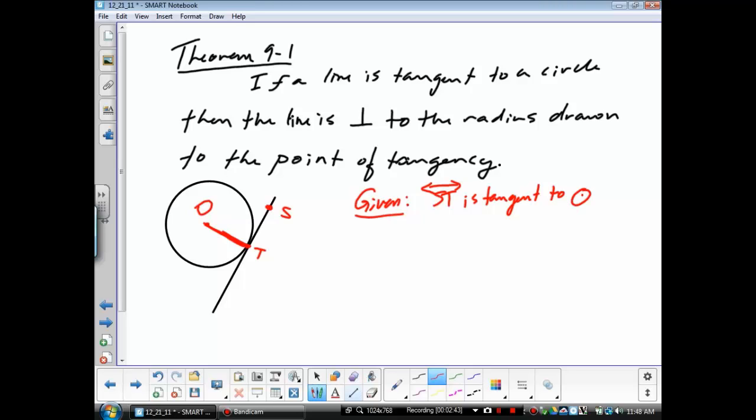Remember, a circle can be written as a circle symbol rather than the word circle. What we want to prove here is that OT is perpendicular to line ST.